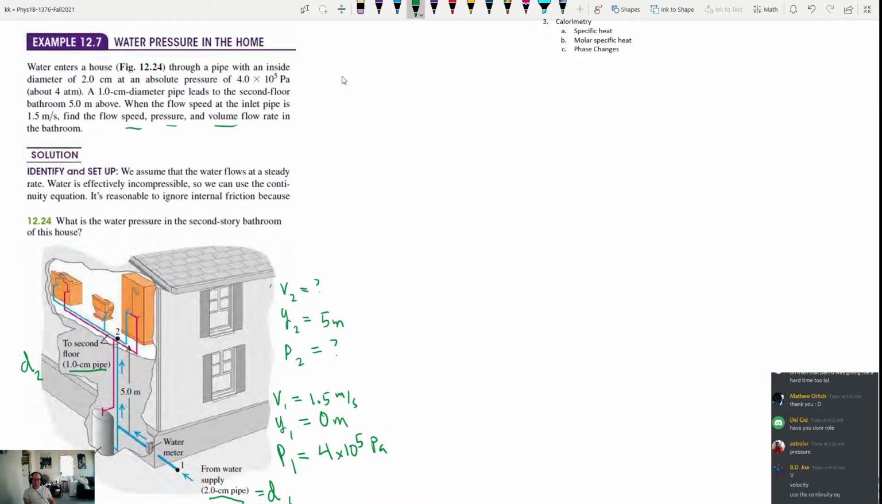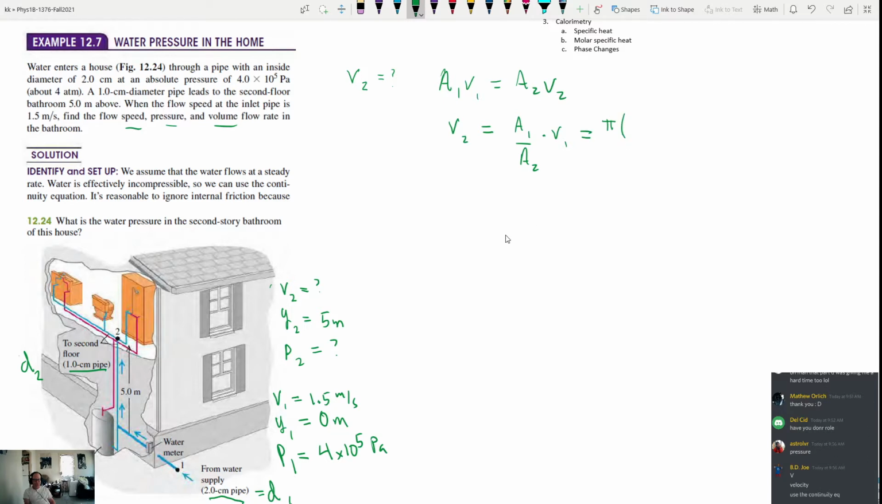All right, so there's no part A or B here. The first thing we're going to do is find the velocity at point 2, right here. That means we're going to be using the continuity equation. We can rearrange it. Okay, like that.